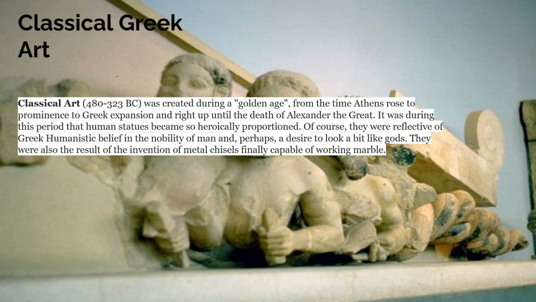It was during this period that human statues became so heroically proportioned. Of course, they were reflective of Greek humanistic belief in the nobility of man and perhaps also a desire to look a bit like gods. They were also the result of the invention of metal chisels, finally capable of allowing them to work with marble.